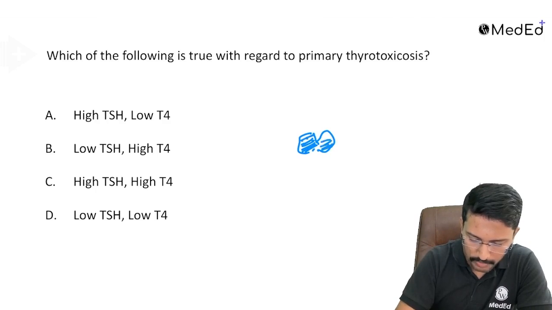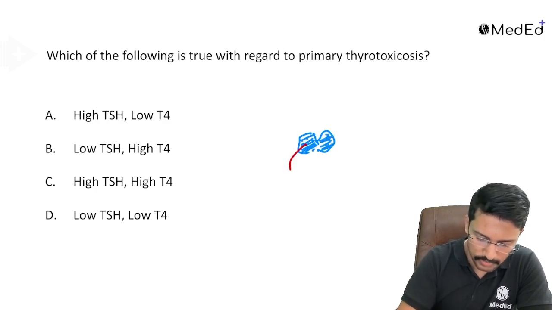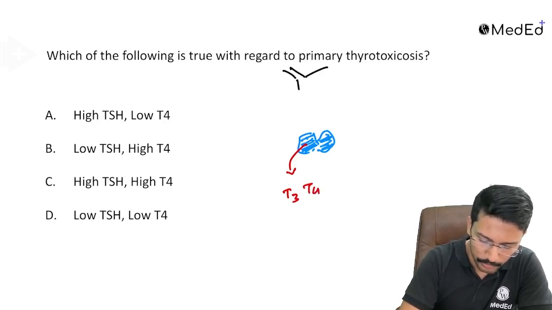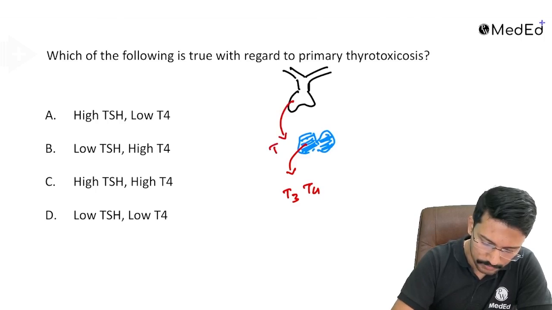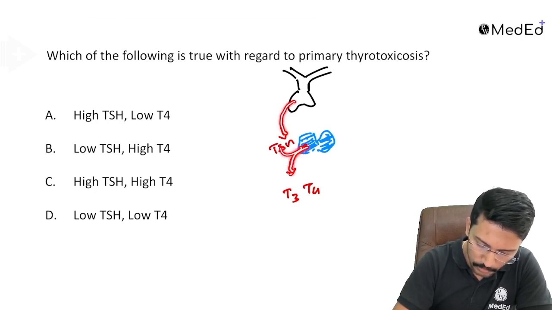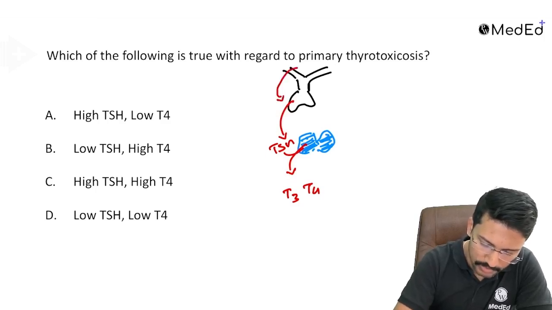bilobed butterfly shaped thyroid gland which produces T3 and T4, and for its production it needs a stimulation coming from the pituitary gland, right? So pituitary gland produces a hormone called TSH, and this TSH is the one which is stimulating the thyroid gland. So pituitary produces TSH which stimulates the thyroid gland to produce T3, T4, and we also know the hypothalamus also regulates the pituitary gland with the hormone TRH.